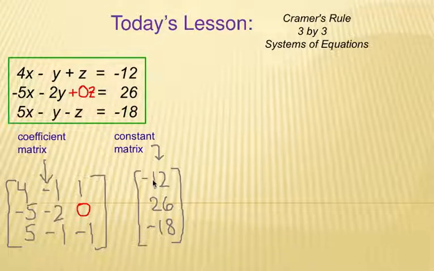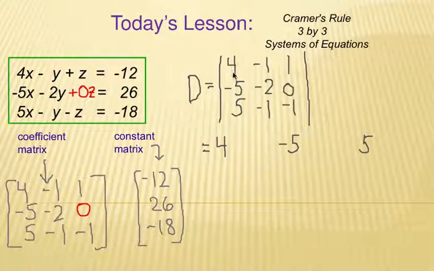Now Cramer's rule says that we're going to take a combination of these two matrices, and we have to find the determinant of the x's, determinant of the y's, determinant of the z's, and the overall determinant of the coefficients. So let's start with the coefficient determinant.